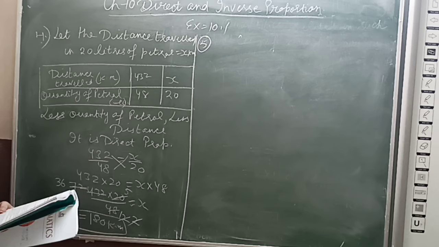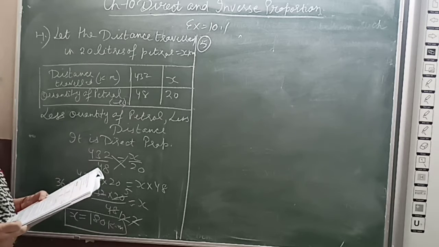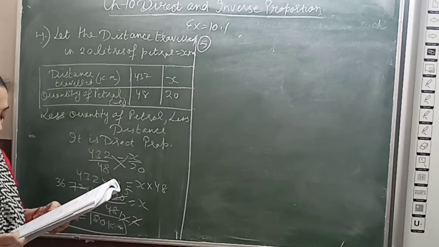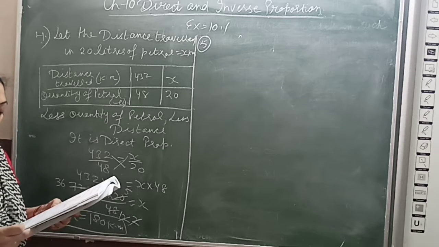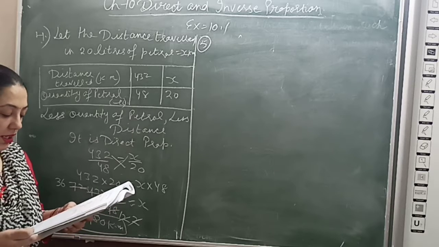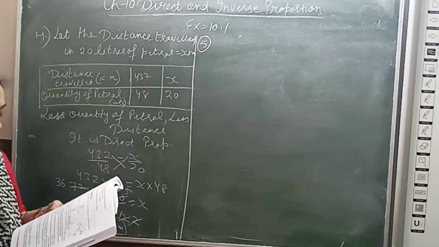Right? Now the sum number 5 is: Sophie types 108 words in 6 minutes. How many words would she type in half an hour? Half an hour means 30 minutes. More time and more words she will type.